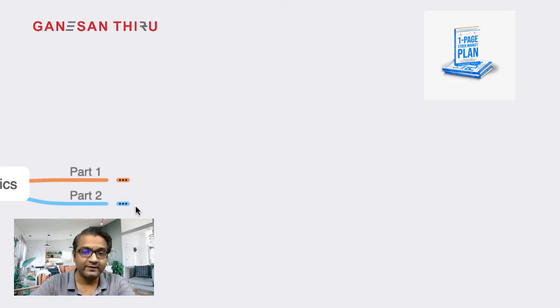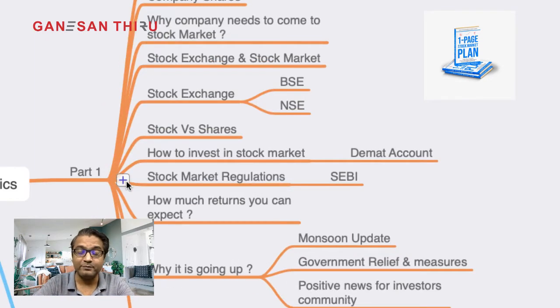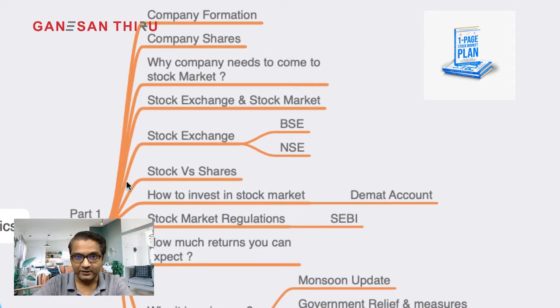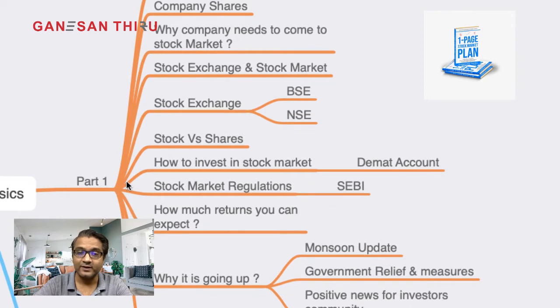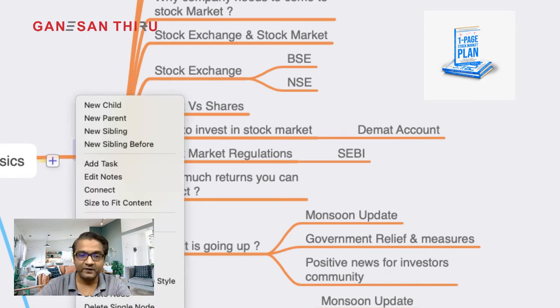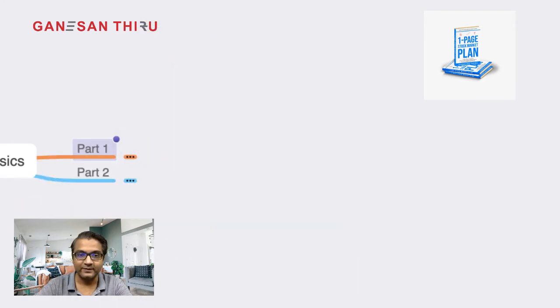Okay, so the stock market first part, this is what we had seen. Please go and check yesterday's video, the previous video. You will get all this information related to stock market basics part 1: company formation, shares, why a company needs to come to stock market, the difference between stocks and shares, what stock exchanges are available, how to invest in stock market, regulations, how much returns you can expect, and why the market is going up one day and coming down the next day. These are the things we covered in stock market basics part 1.